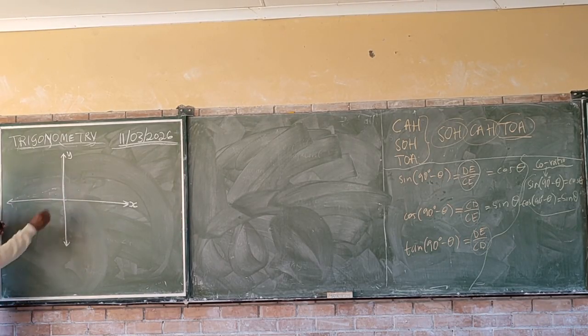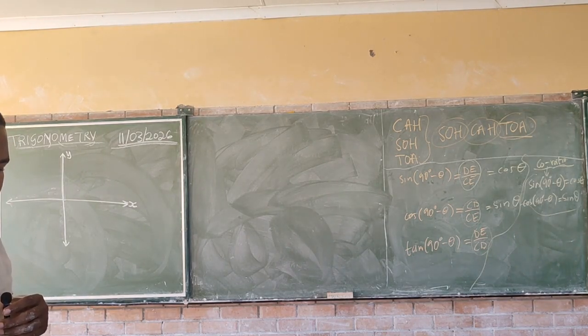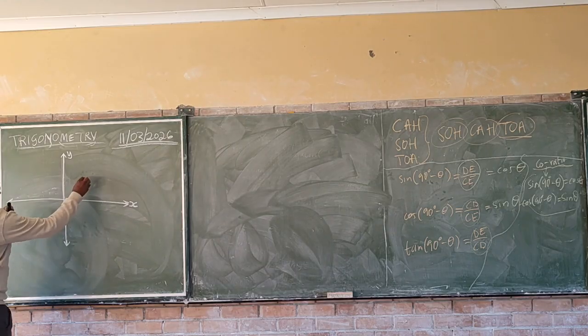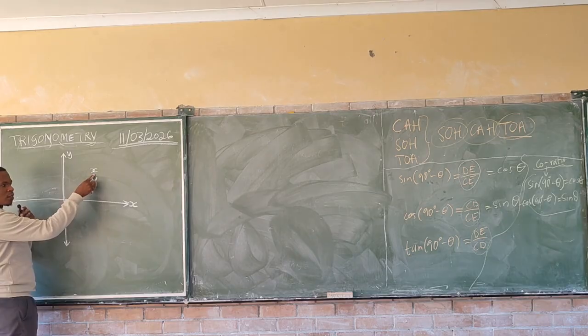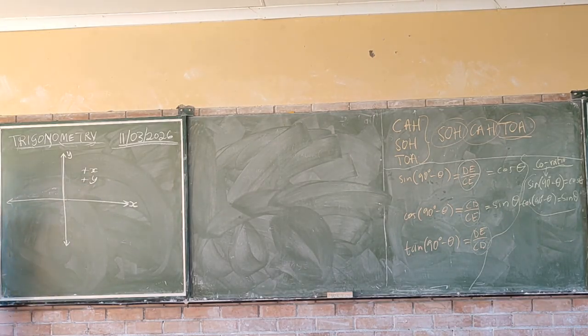Right, I hope you have filled in the spaces in that diagram. So now, let's check. What are the natures? What do we have there in terms of the x and the y here? Which one? Is this positive or negative? Positive. This one? Positive again.